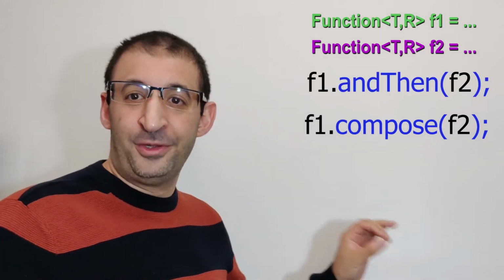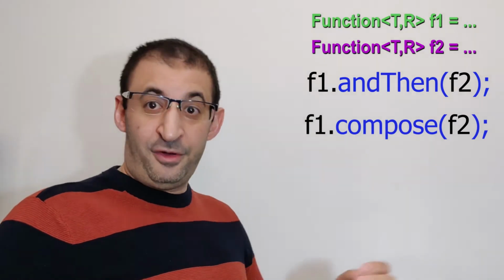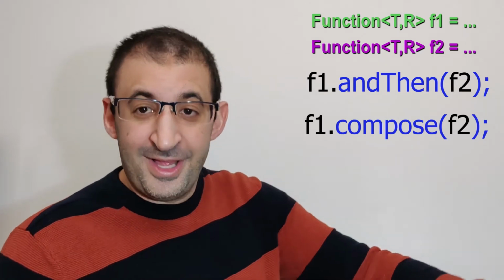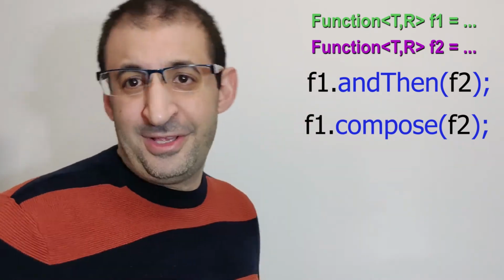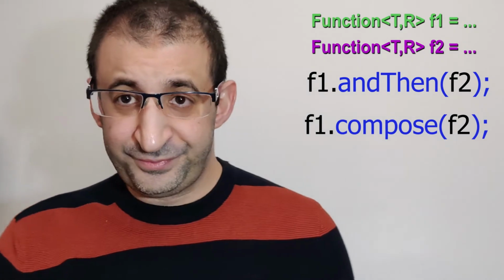So it is simple like this. For the first one, f1 dot andThen f2, the f1 function will start first, and after this, f2 will follow. And for the second, f1 dot compose f2, the f2 will start, and f1 will follow. As I said, you can get the same thing with either one, just reverse the functions if you want. Use only one.